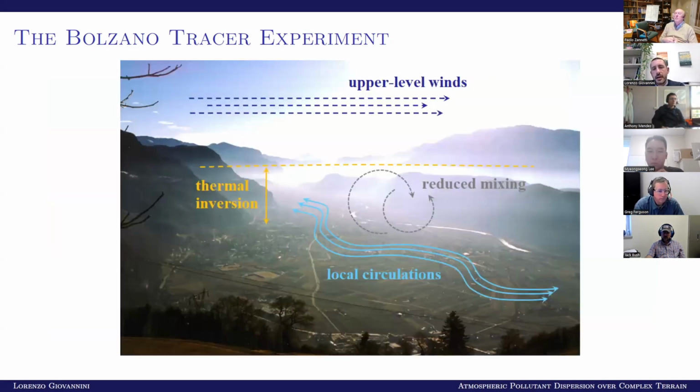We already talked about this, so here we have to take into account all the aspects that we have introduced in this brief seminar. So the effect of local circulation, thermally driven winds, and the possible presence of thermal inversion, because we performed this experiment during winter, which can induce reduced mixing. And then we can also have the effects of upper level winds, so synoptic winds or large scale winds, which can affect pollutant dispersion.